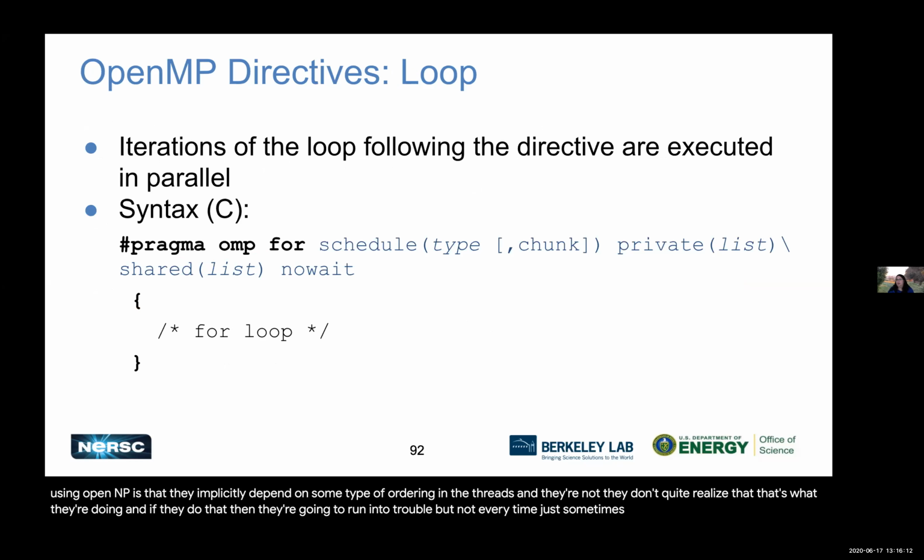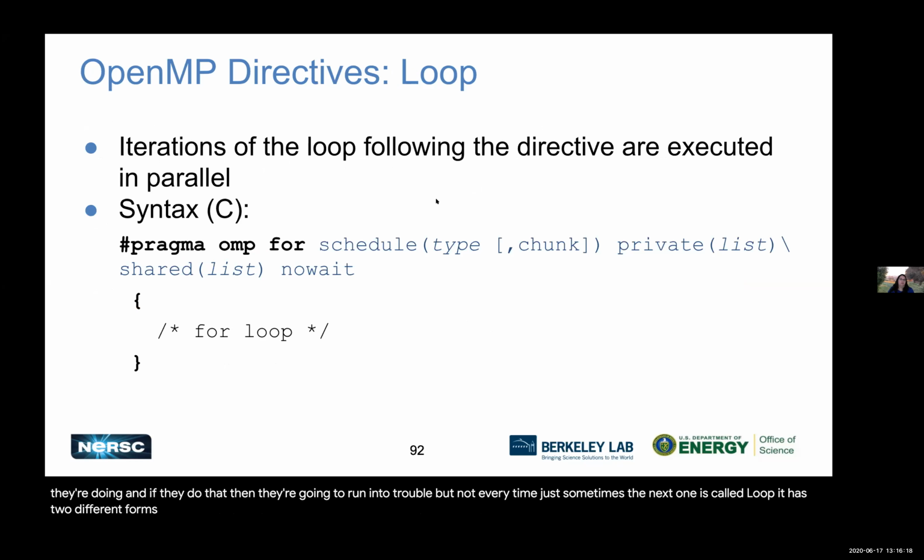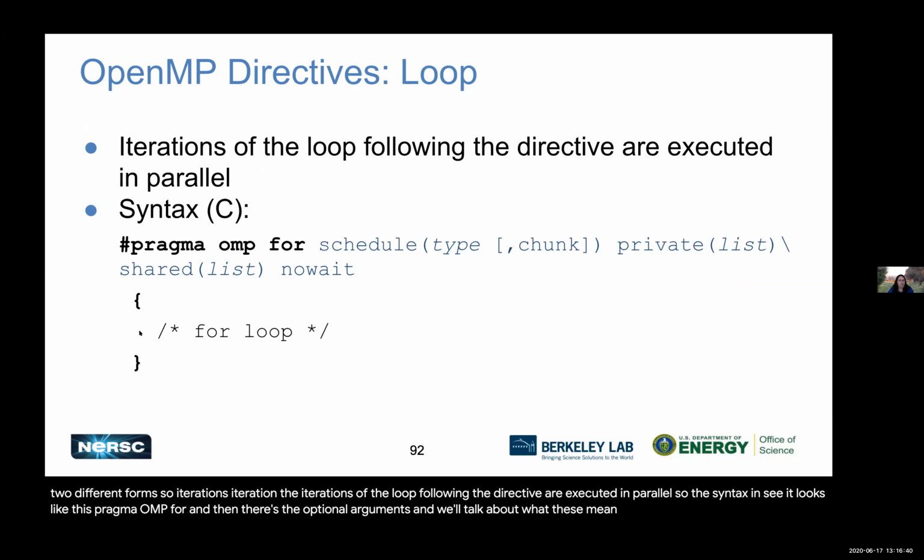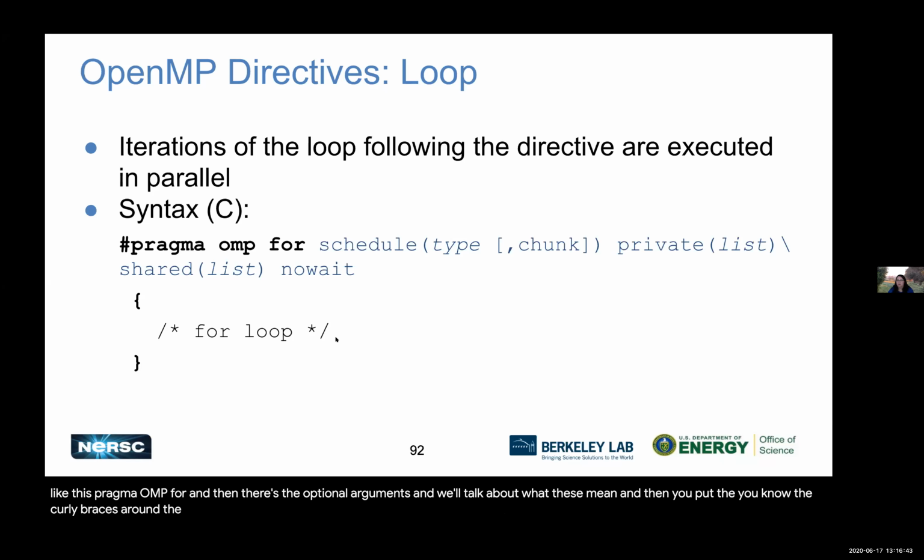So the next one is called loop. It has 2 different forms. So the iterations of the loop following the directive are executed in parallel. So the syntax in C, it looks like this: pragma omp for. And then there's these optional arguments, and we'll talk about what these mean. And then you put the curly braces around the actual for loop. So in here you would have for i equals 0, i less than n, i plus plus, whatever it is that you're iterating over.